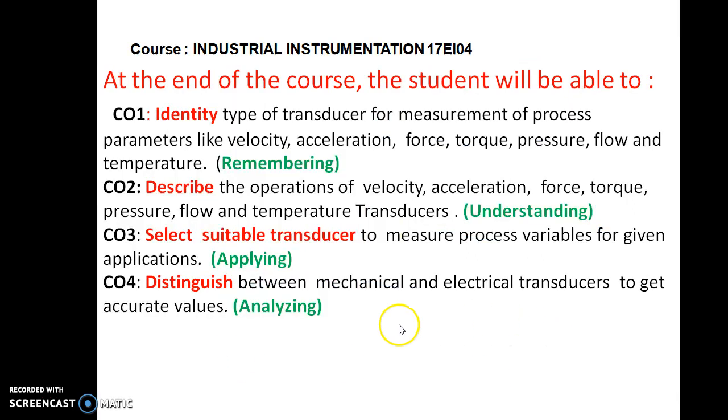Then by using action verbs, I can define the course outcomes. This is identify, the remembering level. This is understanding, this is applying, this is analyzing. I define the course outcomes for the entire course, not unit-wise. For example, in my course, velocity and acceleration is unit 1, force is unit 2, pressure is unit 3, flow is unit 4, temperature is unit 5. I combine these and make a single CO. That is called the remembering level, and there are also different levels. Maximum I can go to the analyzing level.